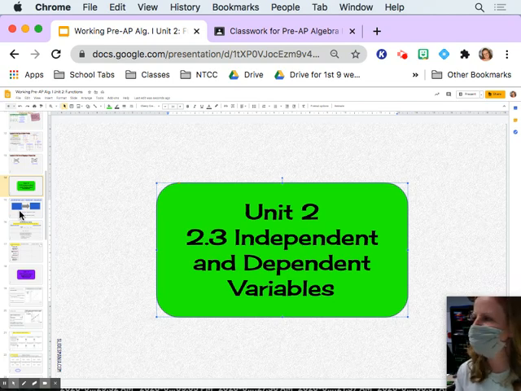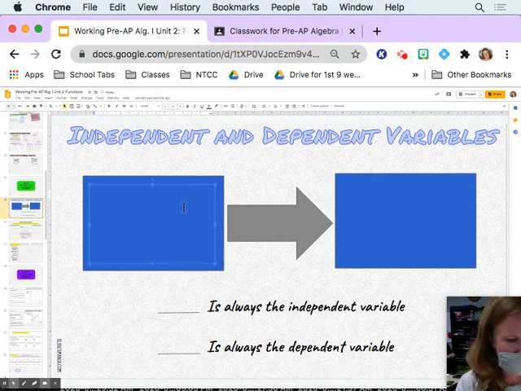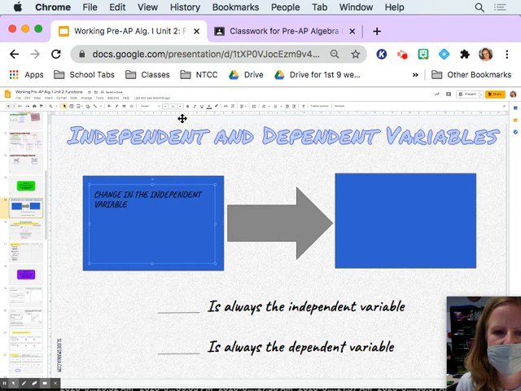So we first need to know what an independent variable is. So we're going to click on insert a text box right here. I just clicked on the T. And we are going to write change in the independent variable. Make this bigger.